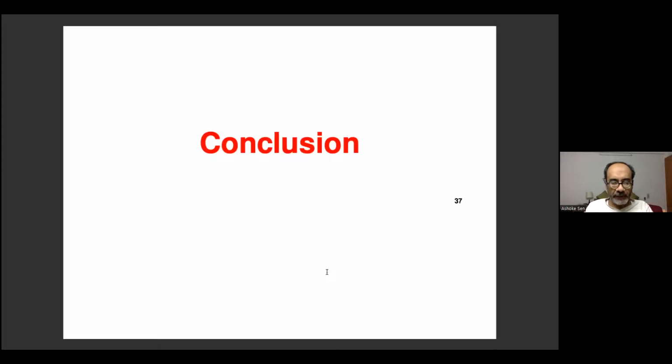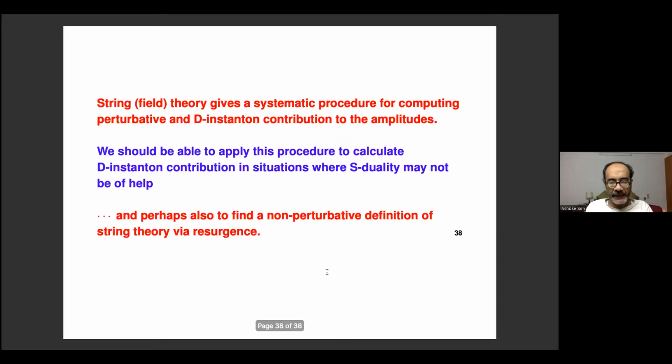So finally, I have one concluding slide. What I have tried to argue is that string field theory gives a systematic procedure for computing perturbative and D-instanton contributions to the amplitudes. And we should be able to apply this procedure to calculate D-instanton contributions in situations where S-duality may not be of help. I have already mentioned one case before. And perhaps also to find a non-perturbative definition of string theory.